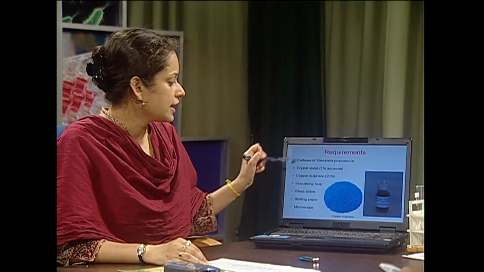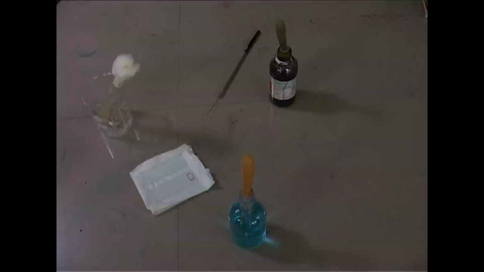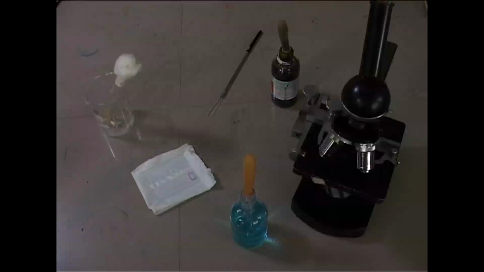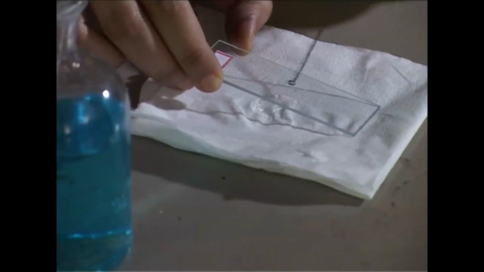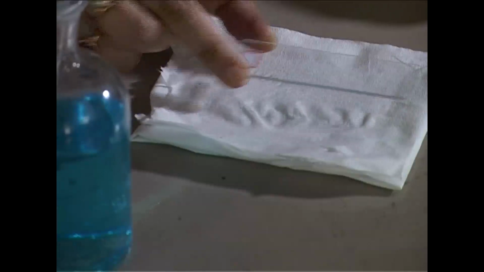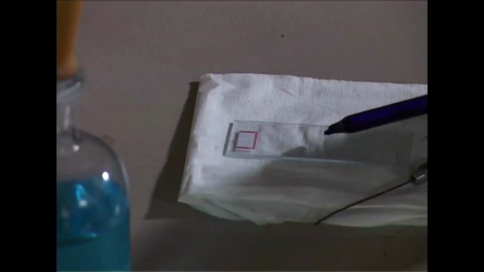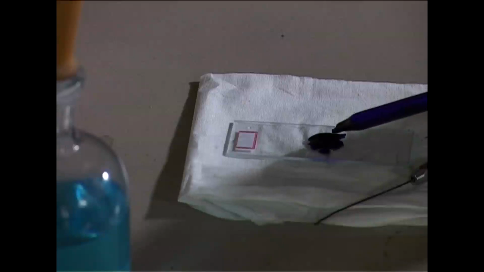We require cultures of Klebsiella pneumoniae, copper sulfate, and crystal violet solution. Apart from this, we want clean, grease-free slides, an inoculating loop, a wash bottle and a microscope. We take a clean, grease-free slide, a loopful of Klebsiella pneumoniae culture is taken, a smear is made, the smear is allowed to air dry, and then we flood it with crystal violet and keep it for 2 minutes.